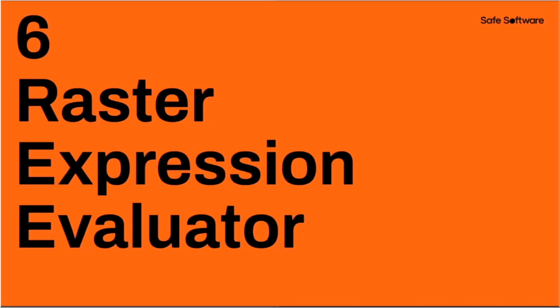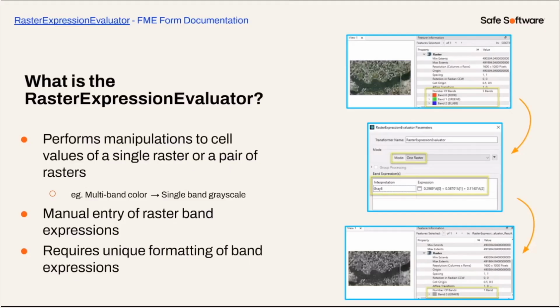Thanks, Evie. Now let's take a look at a couple of ways to recycle raster band expressions with the raster expression evaluator transformer. First off, the raster expression evaluator allows you to perform cell value manipulations on single or pairs of rasters. The images seen on screen are showing how the raster expression evaluator can be used to transform a multi-band color image into a single band grayscale image, but other composite images are very possible to generate with this transformer.